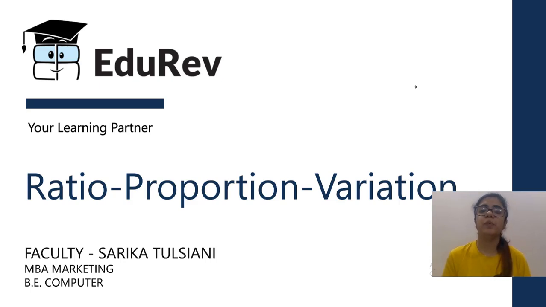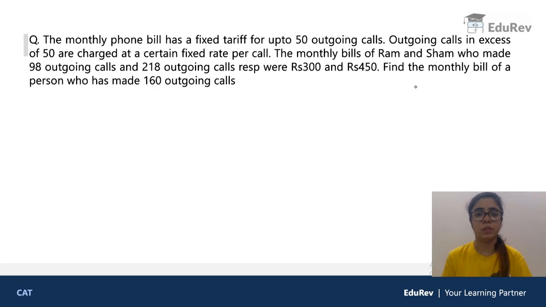In the previous few videos, we have seen the concepts of ratios, proportion and variation and also solved a few questions on the same. In this video, we'll be specifically looking at certain CAT problems and CAT level problems on all the three concepts. So let's start with the first word problem. Let's see what it says.